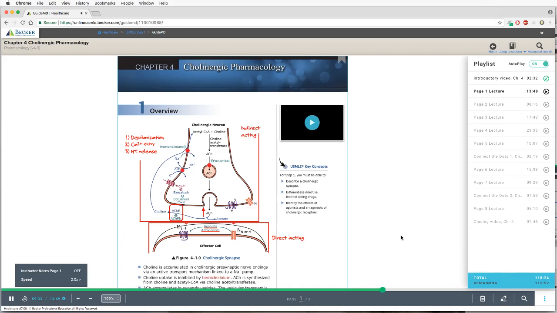One big group of indirect acting drugs we'll work with are what we call the acetylcholinesterase inhibitors. Imagine this. You're a drug that blocks the enzyme acetylcholinesterase. If I block acetylcholinesterase on this diagram, I'm preventing the degradation of acetylcholine. So in turn, acetylcholine builds up in that synapse.